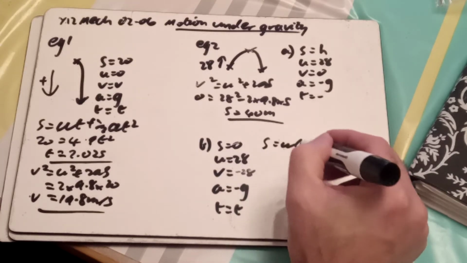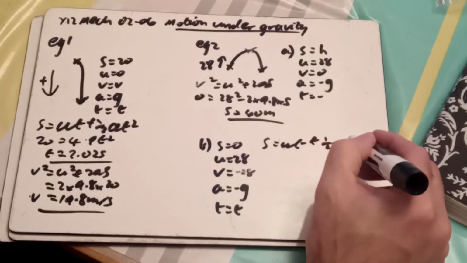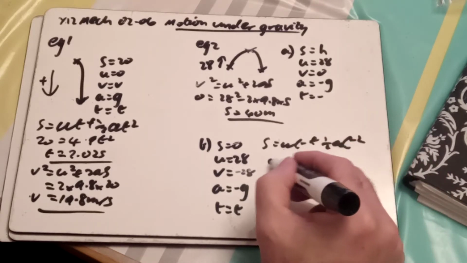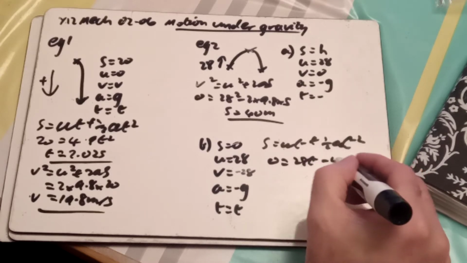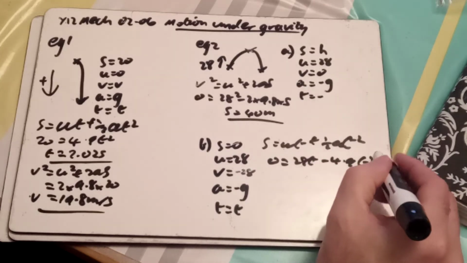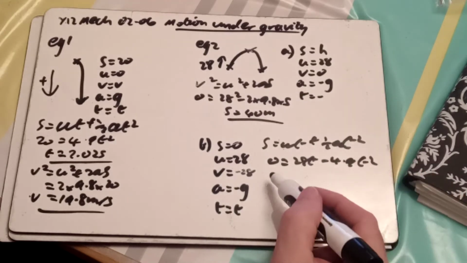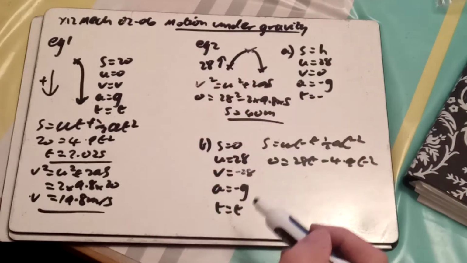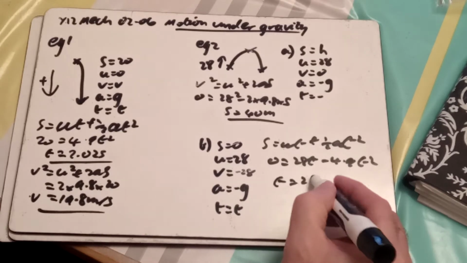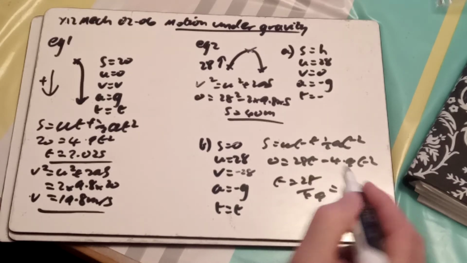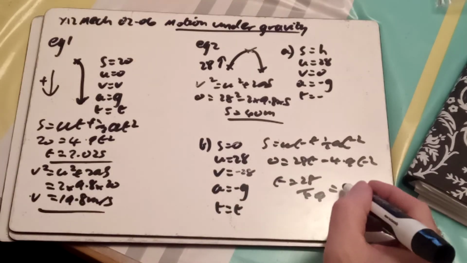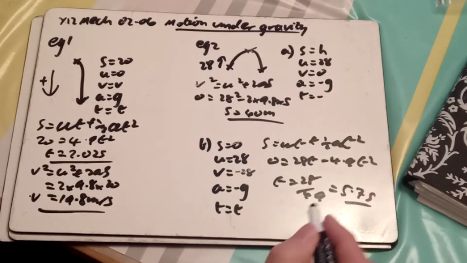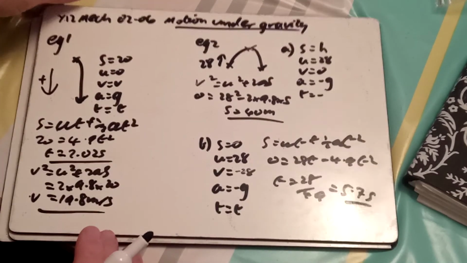So S equals ut plus a half a t squared. 0 equals 28t minus a half g, 4.9 t squared. I can divide by t. T is not equal to 0 because I'm not interested at the start, I'm interested in the end. So t is 28 over 4.9 equals 28 divided by 4.9 equals 5.71. 5.7 seconds. Okay, so far so good.